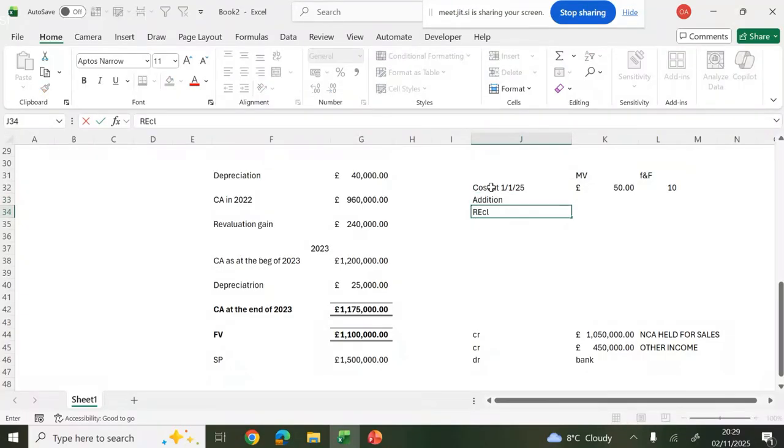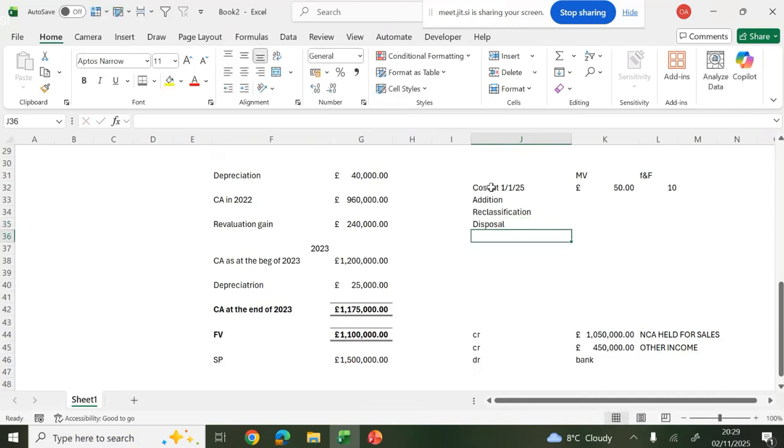Then do we have addition? Do we have reclassification? Do we have disposal? Then you now have your total. What about revaluation? Revaluation should come above reclassification, but let me just put it there. Then I have my total, right? So this is the asset, this is the cost side.